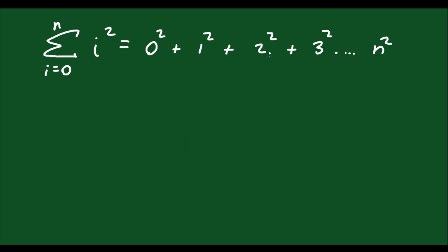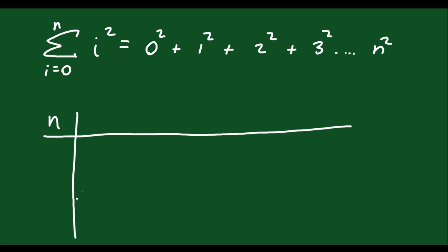Now, how can you make a function for this? One thing we can do is make a table, right? I can say that we have some n values. Your n values are 0, 1, 2, 3, and that continues, you get to 4, keeps going. And we can write what the sum to that point is.